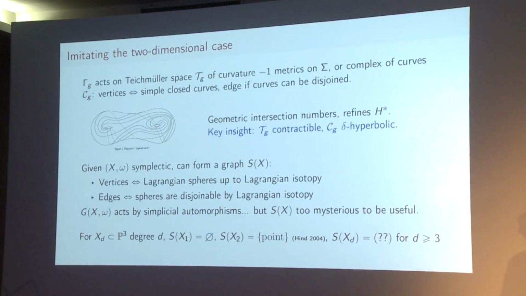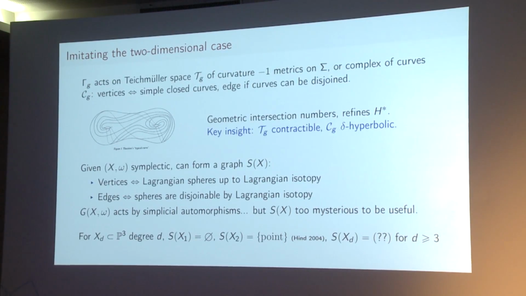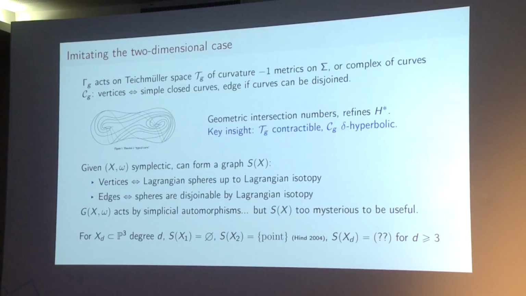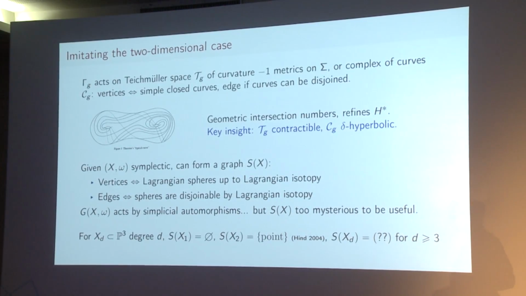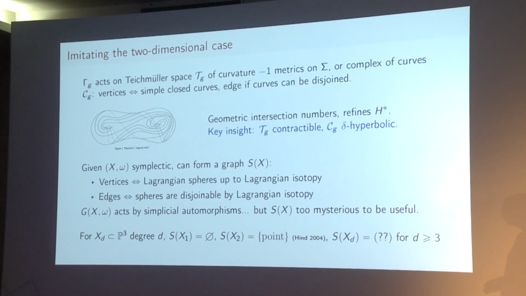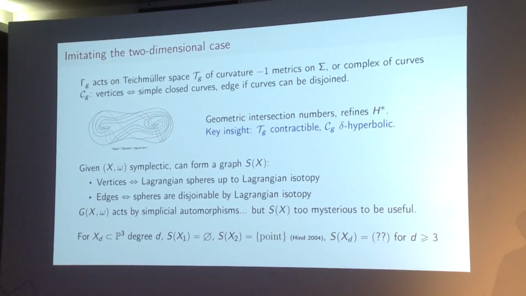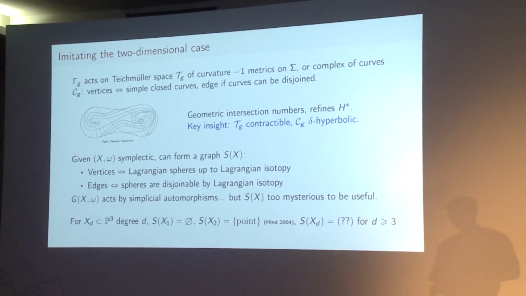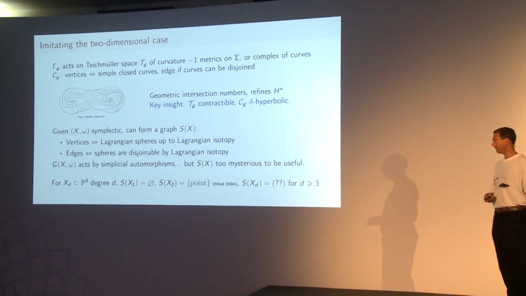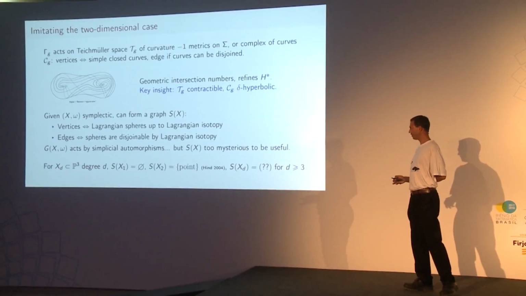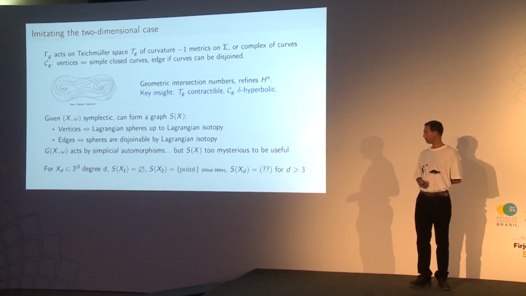So in high dimensions, we can imitate the construction of this complex of curves, but we don't get very far. So we can form a graph whose vertices are Lagrangian spheres up to Lagrangian isotopy, and where we put in an edge if we can disjoin the spheres by isotopy, and the symplectic mapping class group acts by simplicial automorphisms. But we just don't understand these graphs well enough for them to be really useful.